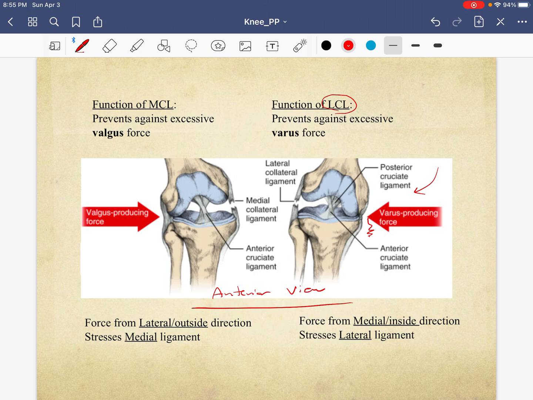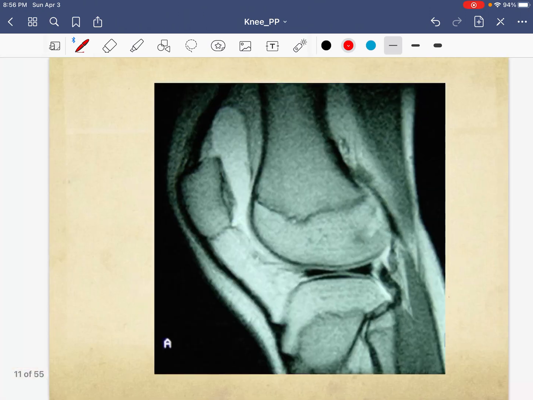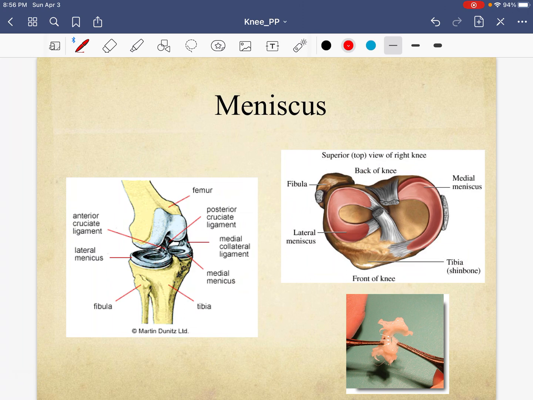So you can see the collateral ligaments are our side-to-side stabilizers, which means that the MCL is going to be preventing against excessive valgus force from the outside. A force from the outside will stretch the medial. I've got a question there for you. Which collateral is more prone to injury? You probably already know it's the medial collateral, simply because it's much more common to have a valgus force. We'll talk much more about those later.